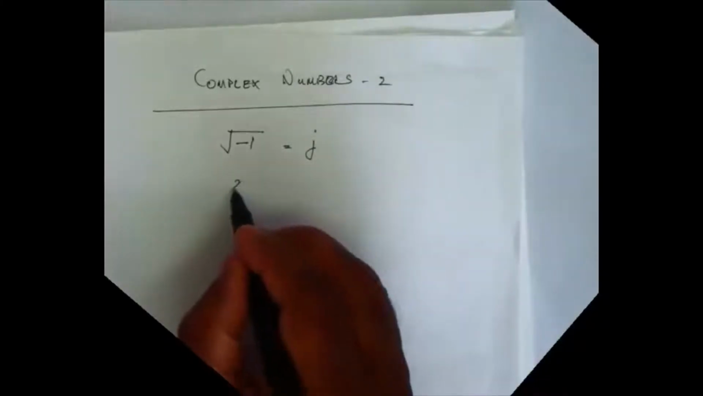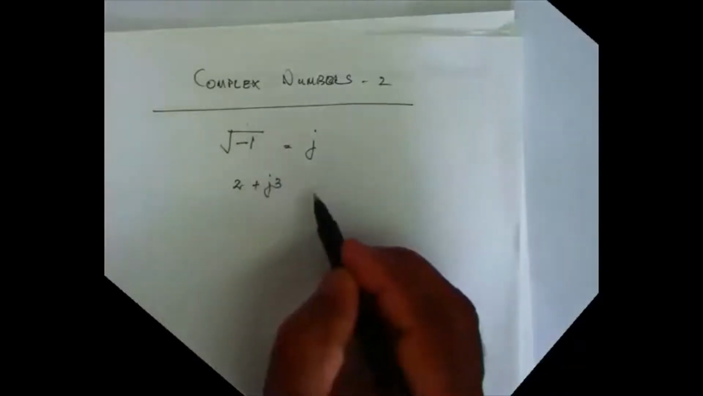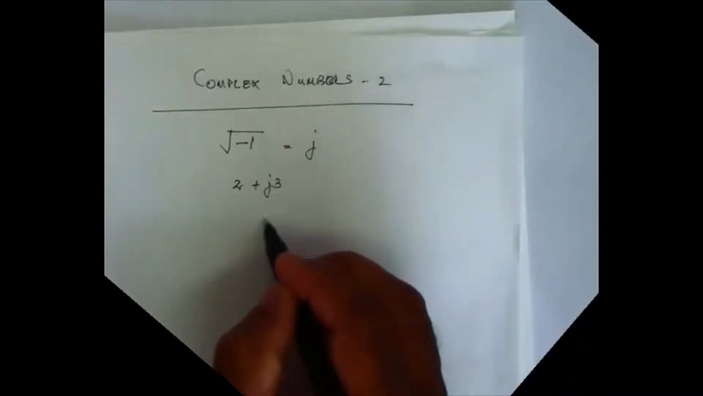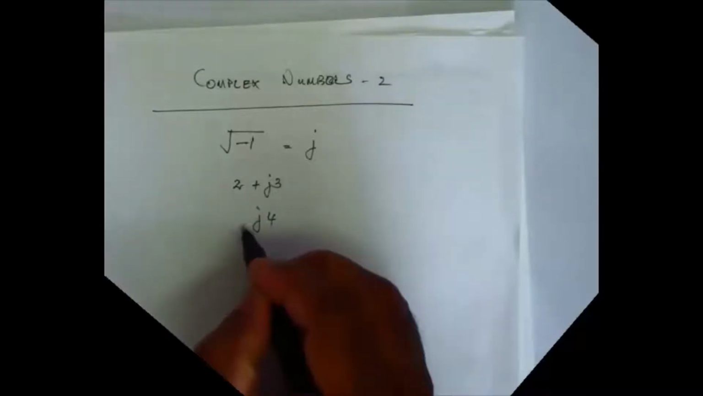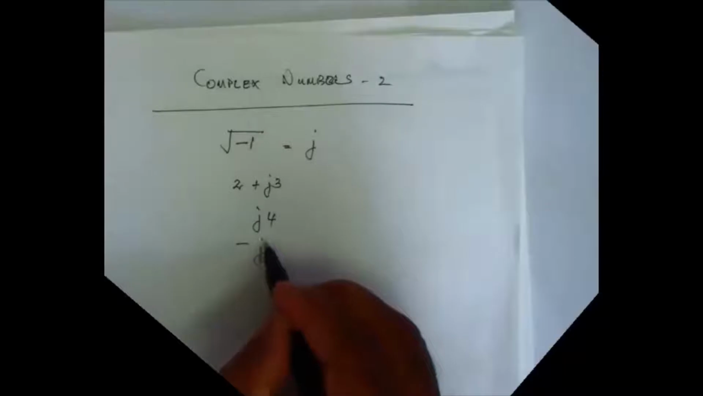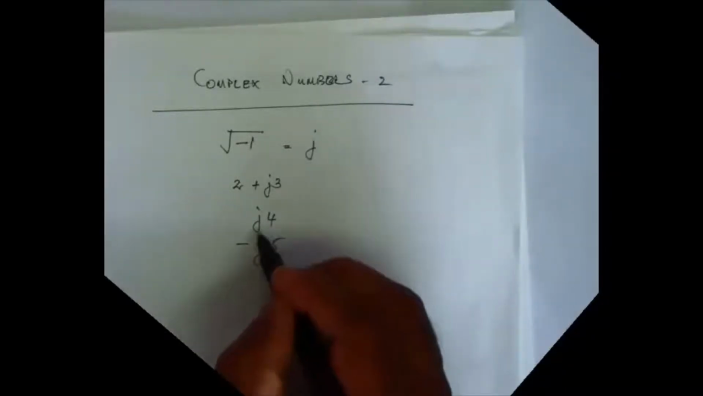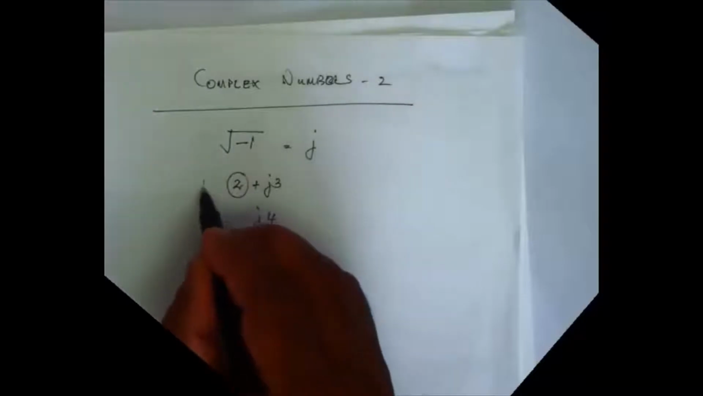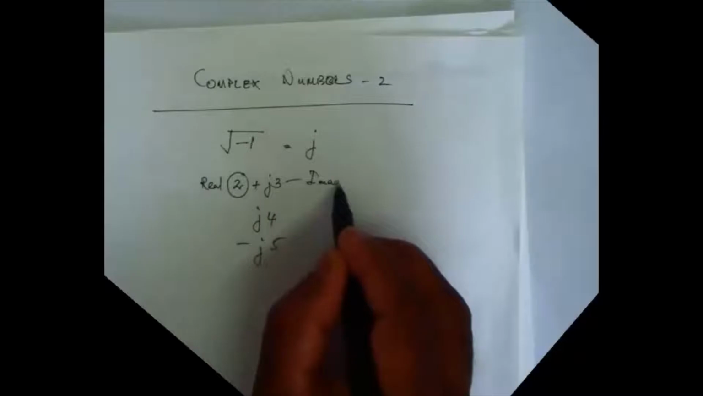Say, for example, 2 plus j3, or we can simply say a complex number can be just j4 or minus j5 or something like that. That's only an imaginary part. So that's the real part and that's the imaginary part.